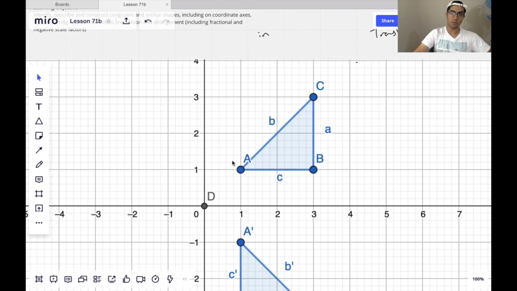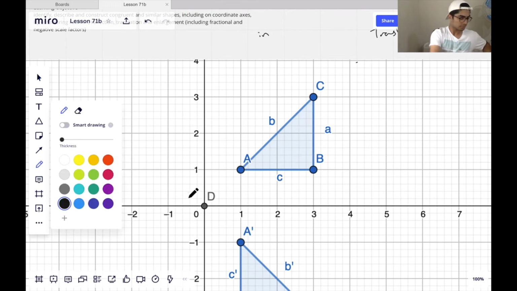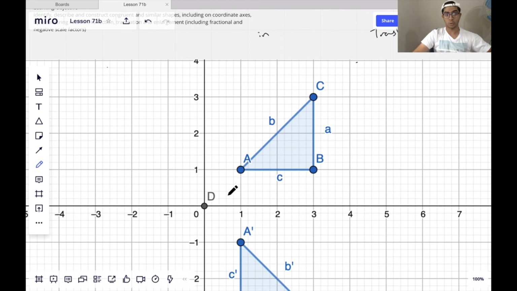So, if you were, say, enlarging the shape around about the origin, you think about enlargement from which point. So if we were enlarging from the origin by a factor of, say, 2, we look at where A is. It's better if you have a ruler. You can draw a line from A.